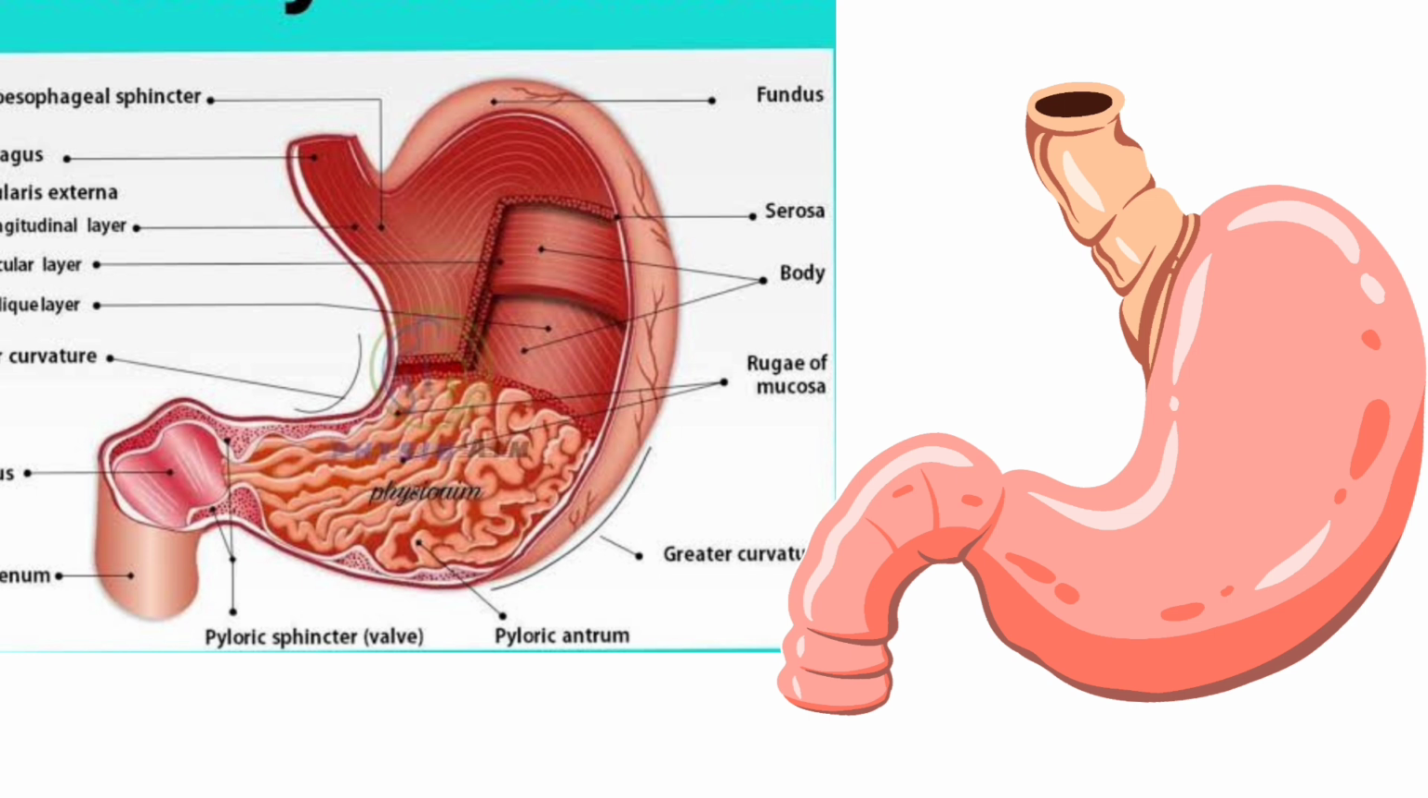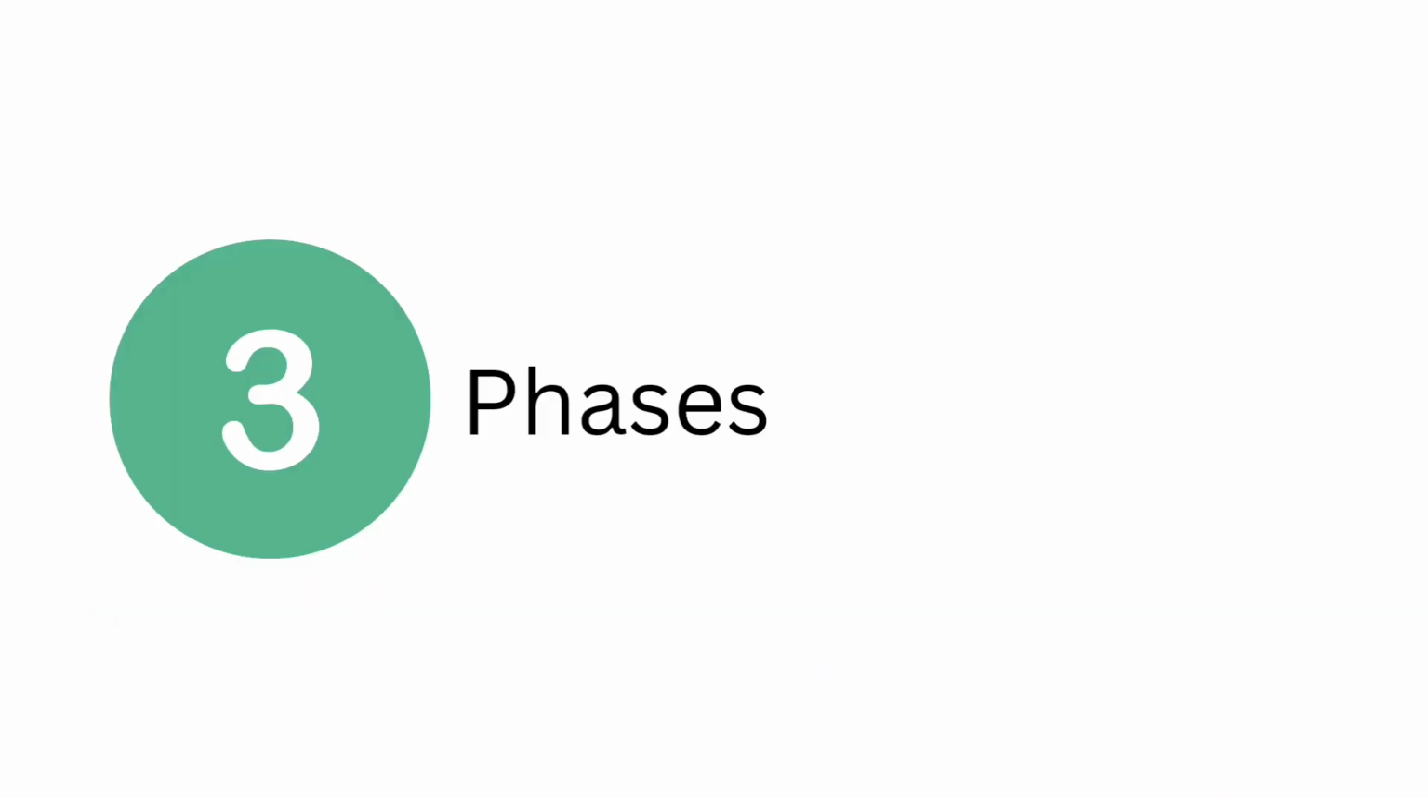We have 2 sphincters. One is the cardiac sphincter that separates the stomach from the esophagus, and the other one is the pyloric sphincter that separates the small intestine from the stomach.